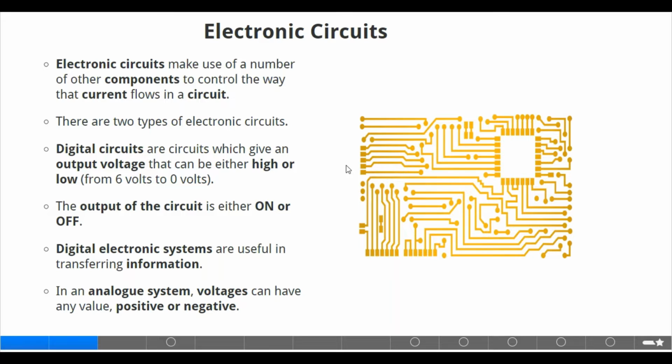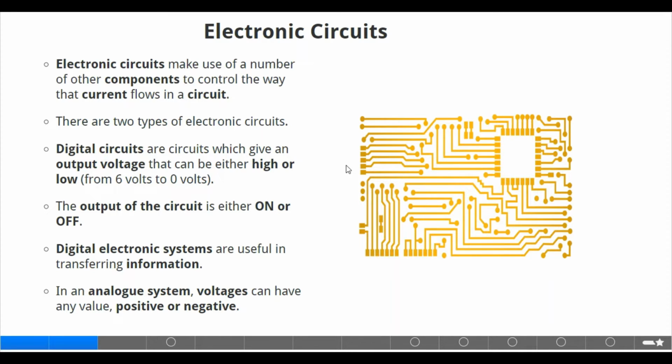Electronic circuits. Electronic circuits make use of a number of other components to control the way that current flows in a circuit. There are two types of electronic circuits. We have the digital circuits and the analog type of circuits. Digital circuits are circuits which give an output voltage that can be either high or low. That is from 6 volts to 0 volts. The output of the circuit is either on or off.